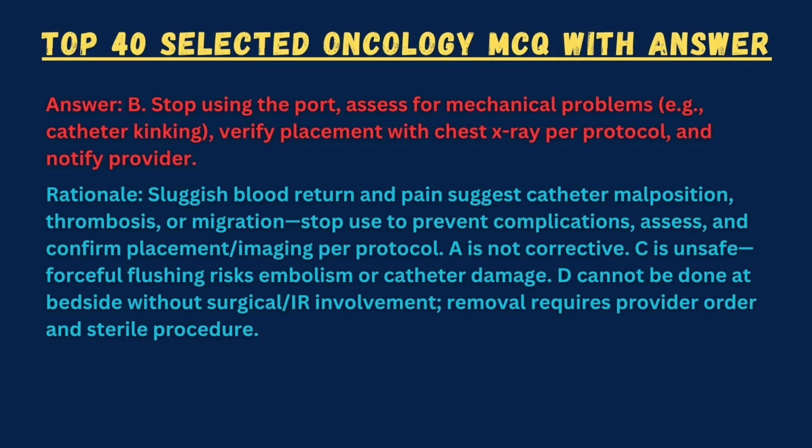Answer. B. Stop using the port, assess for mechanical problems, for example, catheter kinking. Verify placement with chest X-ray per protocol, and notify provider. Rationale. Sluggish blood return and pain suggest catheter malposition, thrombosis, or migration. Stop use to prevent complications. Assess and confirm placement or imaging per protocol. A is not corrective. C is unsafe. Forceful flushing risks embolism or catheter damage. D cannot be done at bedside without surgical or IR involvement. Removal requires provider order and sterile procedure.